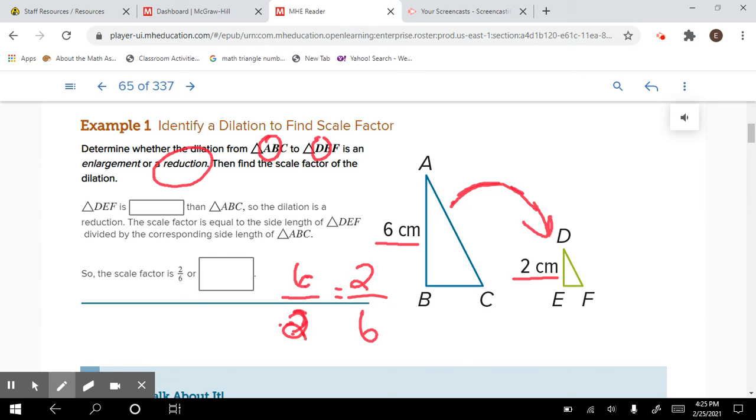Okay, because it is a reduction, it can't be 6 divided by 2 because that would make 3, and the 2 over 6 makes a 1/3 reduction, which makes sense because it's getting smaller. So that's how you find scale factor. And then enlargement or reduction, you're just looking at the size from the pre-image, in that case, that's this one, to the image. That's this one.